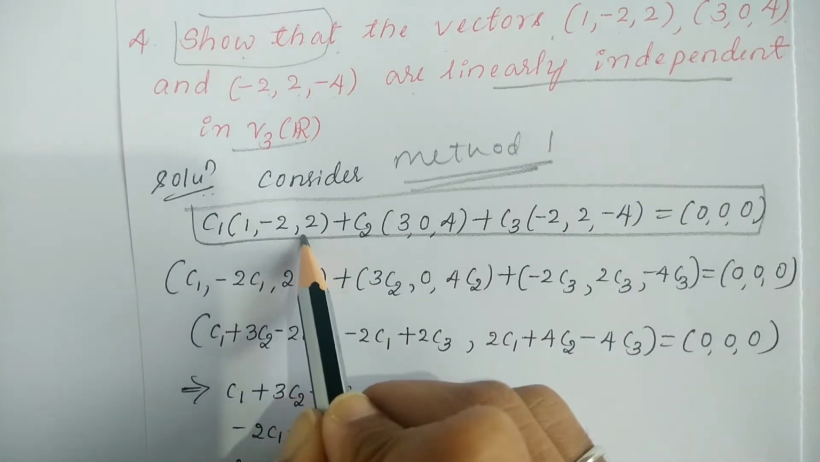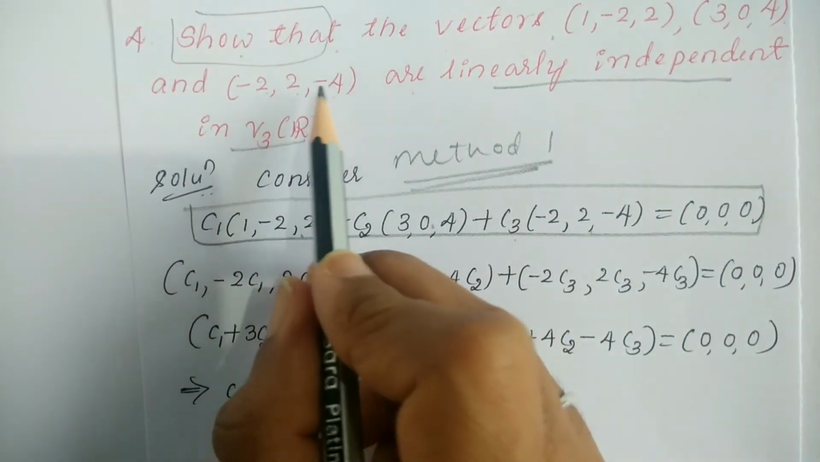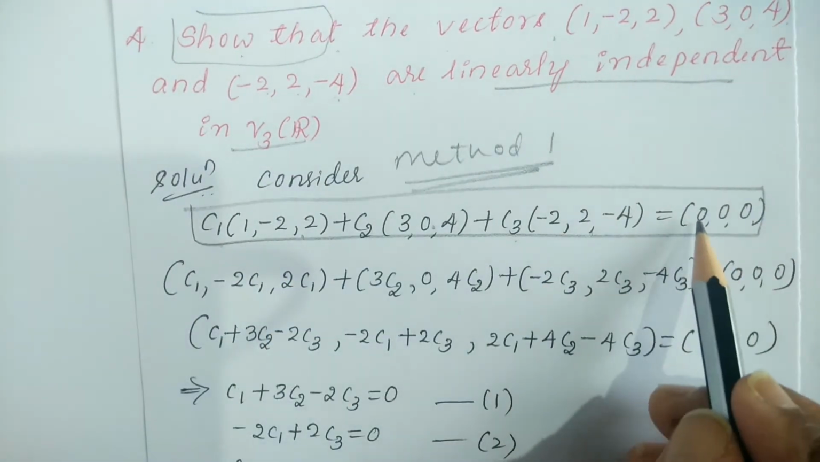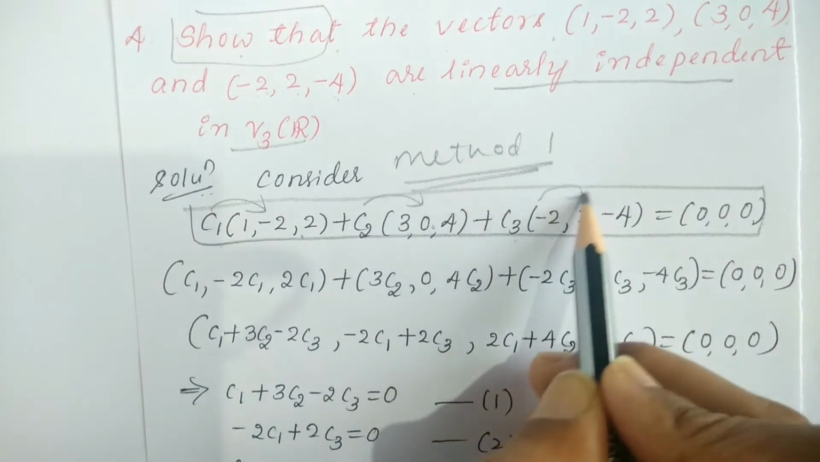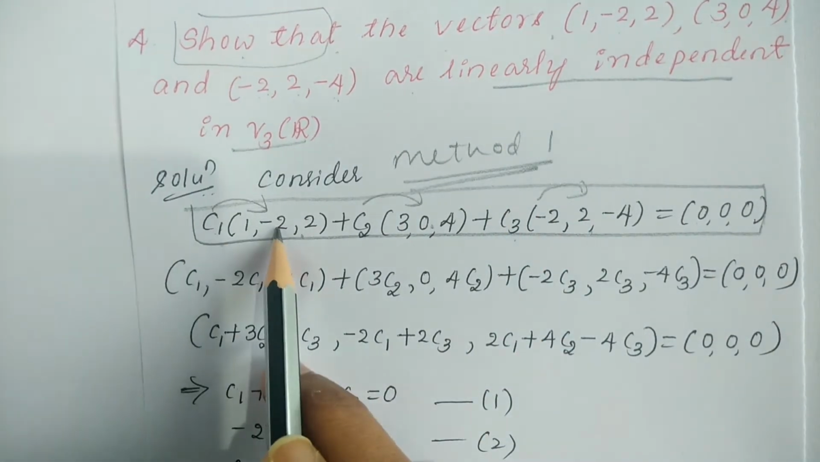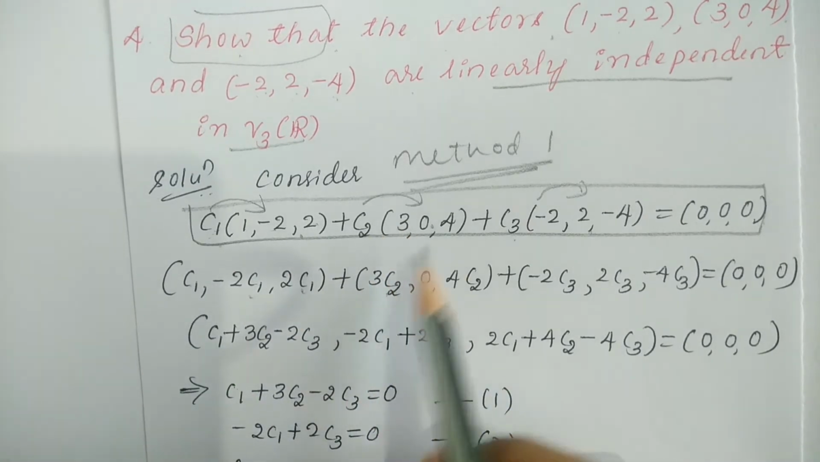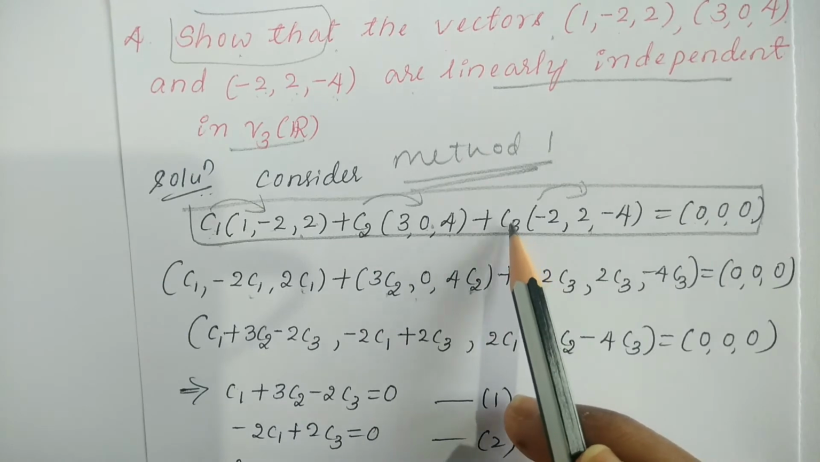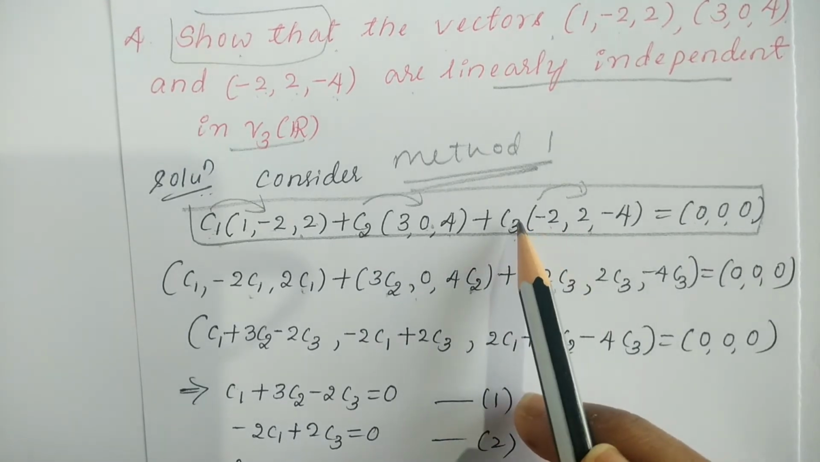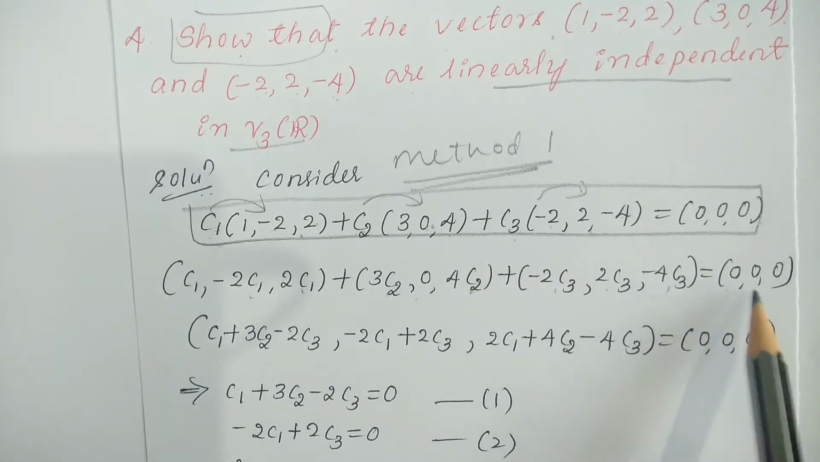C1 into the given vector plus C2 into the second vector plus C3 into the third vector (minus 2, 2, minus 4), which is equal to 0 0 0. So multiply C1 within the bracket, C2 within the bracket, C3 within the bracket. So C1 into 1 is C1, minus 2 into C1 is minus 2C1, 2 into C1 is 2C1, 3 into C2 is 3C2, 0 into C2 is 0, C2 into 4 is 4C2, plus C3 into minus 2 is minus 2C3, C3 into 2 is 2C3, minus 4 into C3 is minus 4C3, which is equal to 0, 0, 0.